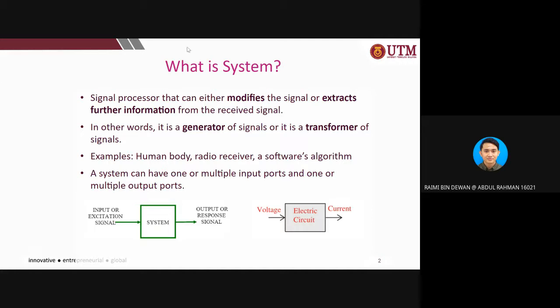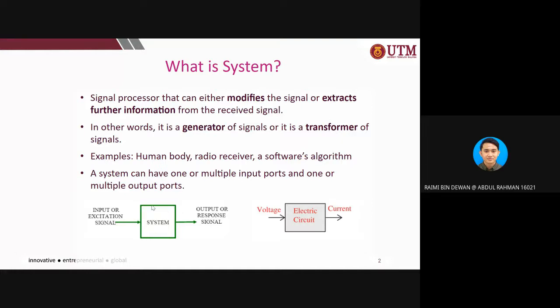So without further ado, what is a system? A system is actually a signal processor that can either modify the signal or extract further information from the received signal. If you see here, there is a black square box. A system is like having an input, an output, and some transformer in the middle. In other words, it is a generator of signals, or a transformer of signals.